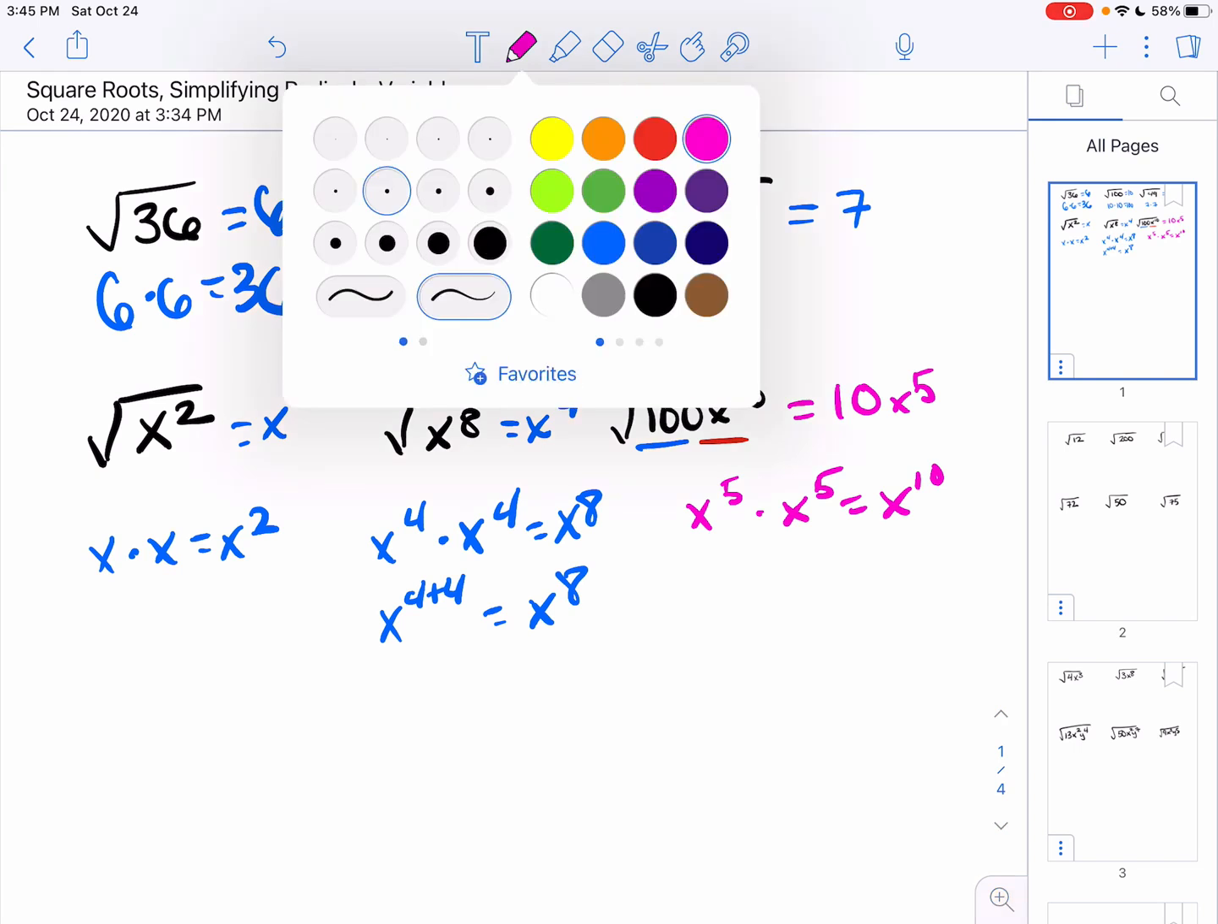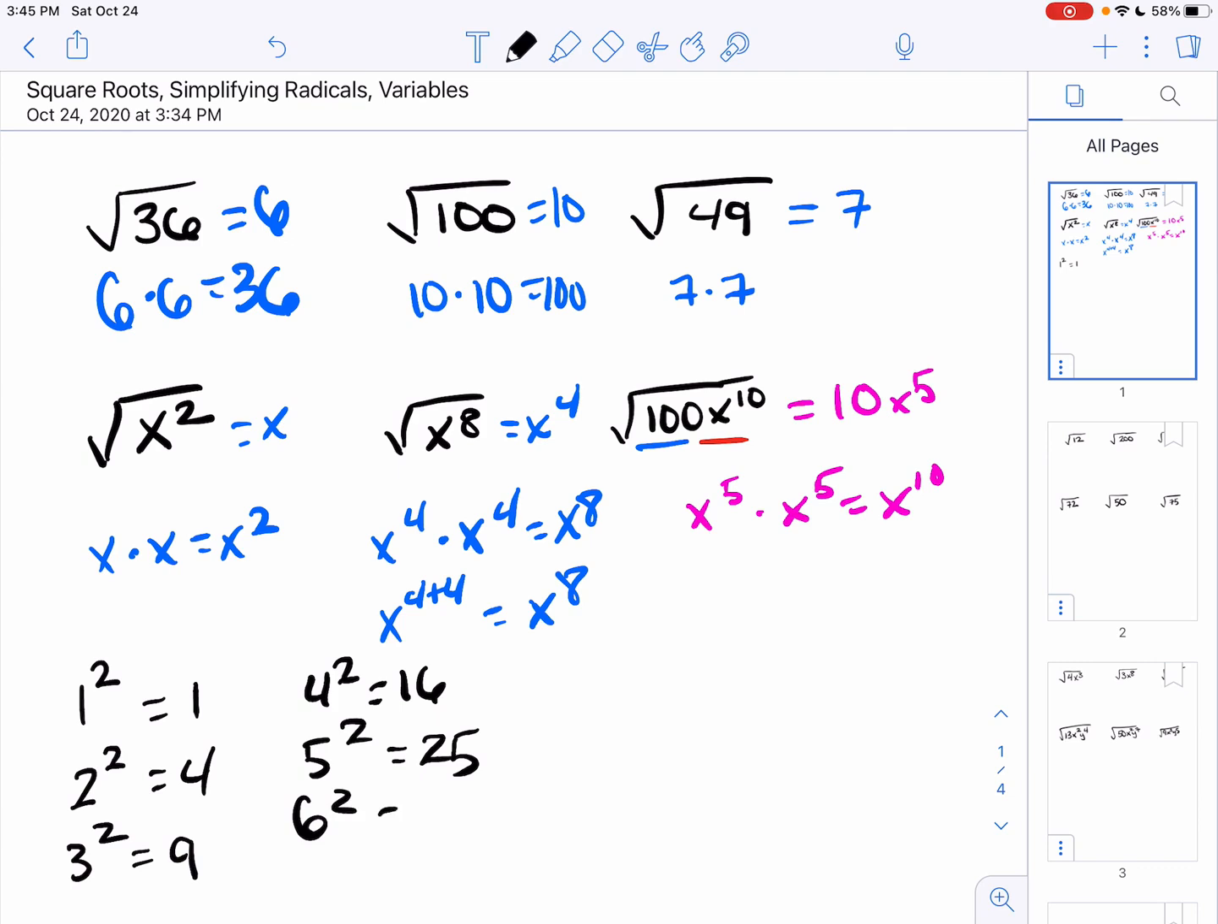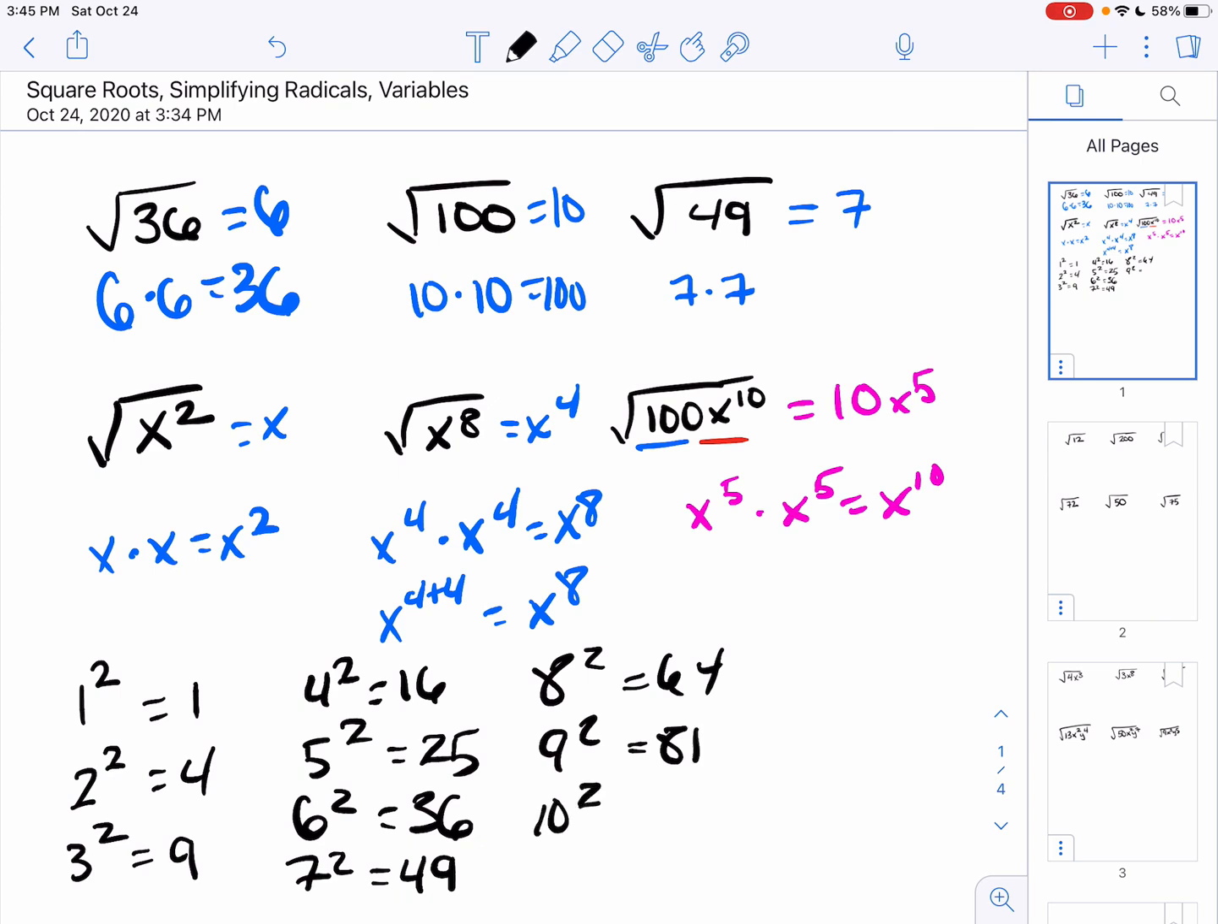Before we move on, it's very important to memorize all of these perfect squares. So, 1 squared equals 1, 2 squared equals 4, 3 squared equals 9, 4 squared equals 16, 5 squared equals 25, 6 squared equals 36, 7 squared equals 49, 8 squared equals 64, 9 squared equals 81, and 10 squared equals 100. This will be very, very important as we go forward to the next part of this video. So please remember all of these. All right.